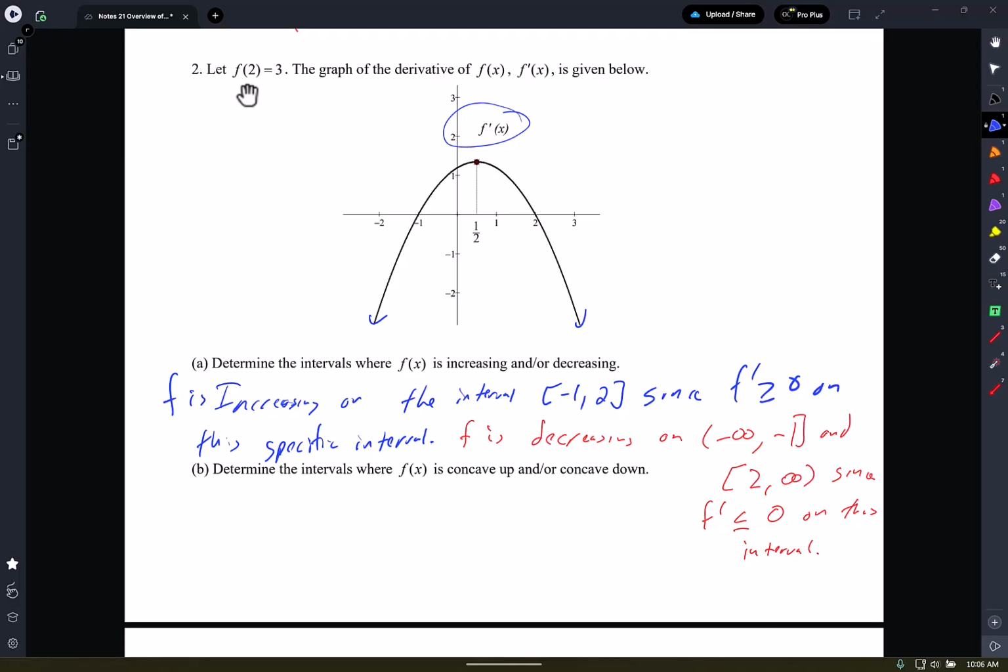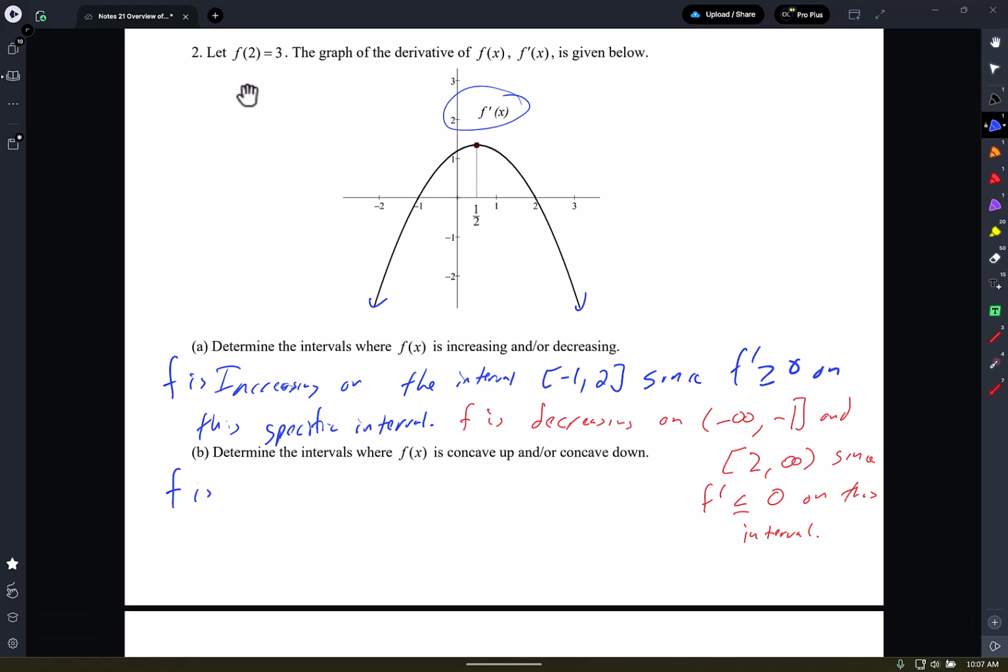Determine the intervals where f of x is concave up or concave down. Where am I concave up? Be specific, guys. I can't stress enough how many times students have lost points because they just say where it is increasing. You gotta be specific. There's been so many times where I want to give you points, but I can't. You gotta state why.